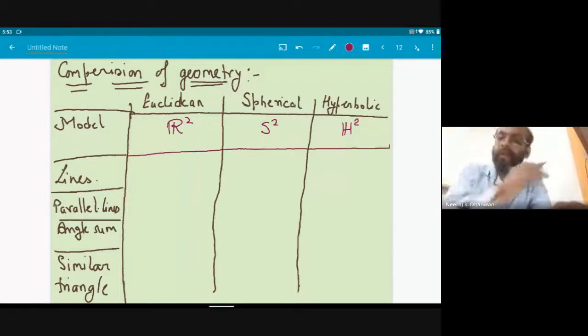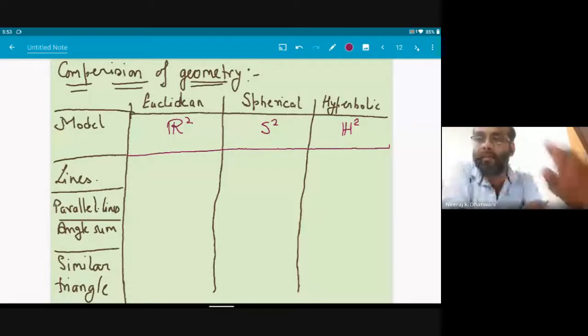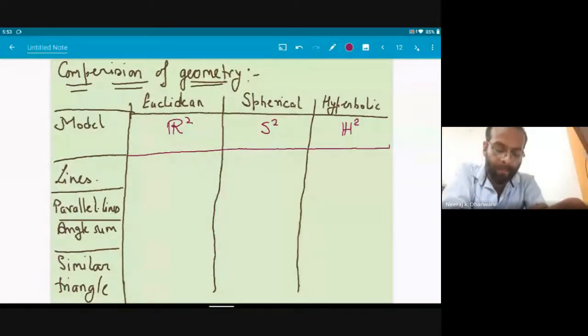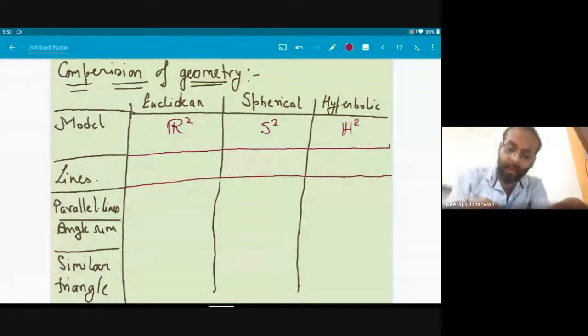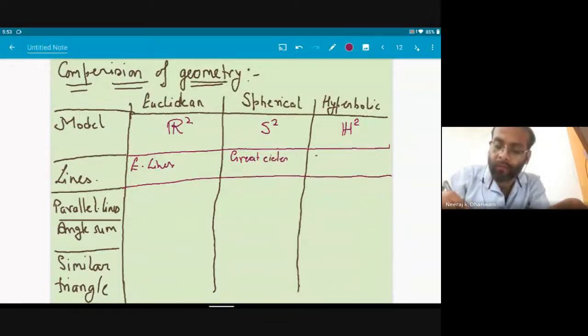Definition of the points and angles, we keep the same in all 3 geometries, at least for these 3 models. What are the lines? Lines are Euclidean lines. Here, great circles. Here, we have 2 different types. One is half circles and vertical lines, which are perpendicular to the x-axis.